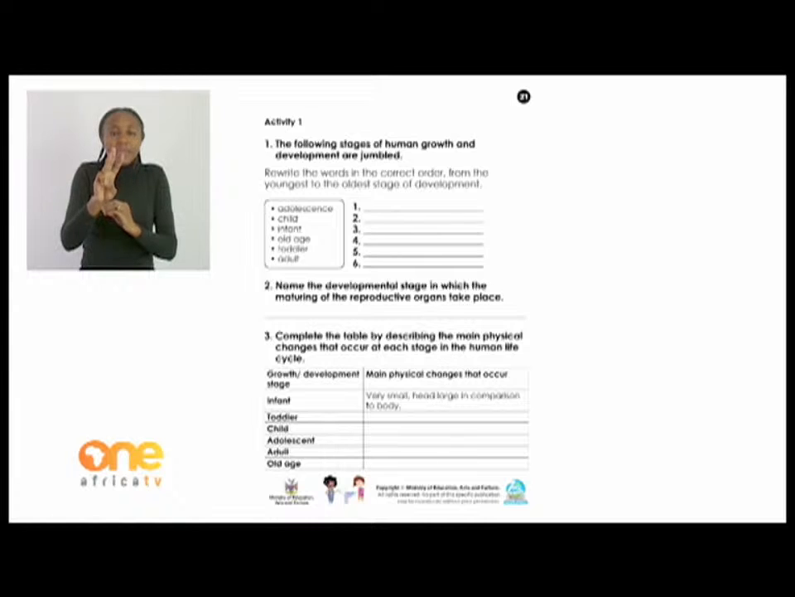Complete the table by describing the main physical changes that can occur at each stage in the human life cycle. So what are we expecting you to do? We want you to complete the characteristics that happen to everybody in his or her stage of development. We have growth or developmental stages on our left: infant, toddler, child, adolescent, adult, and old age. And then on our right side, we have main physical changes that occur. Infant is already done for you as an example. So you have now to continue with the rest by giving all the details regarding each of the stages of development.